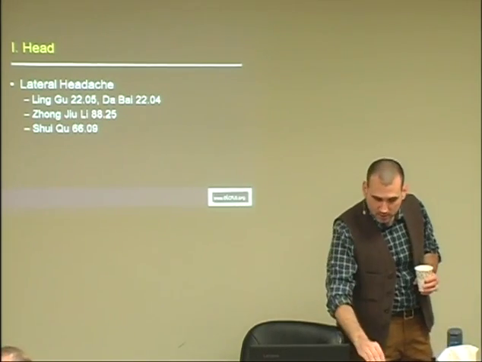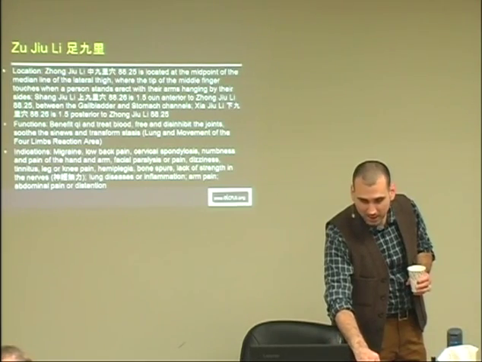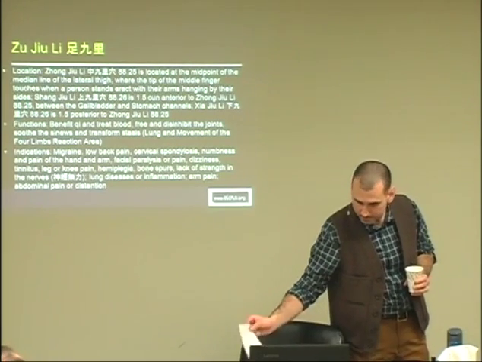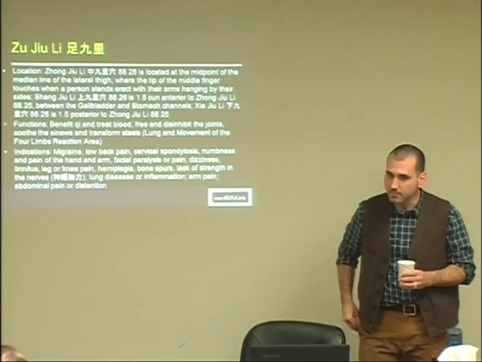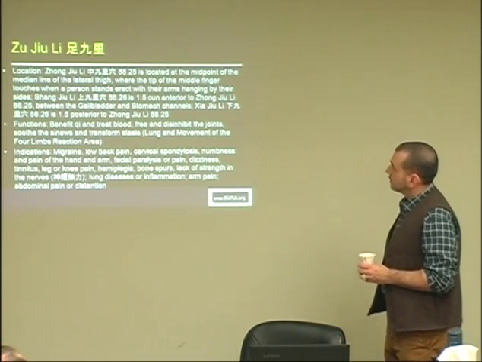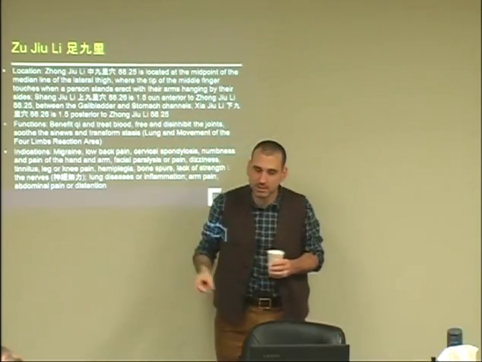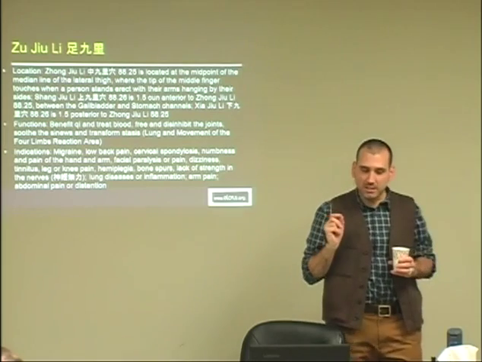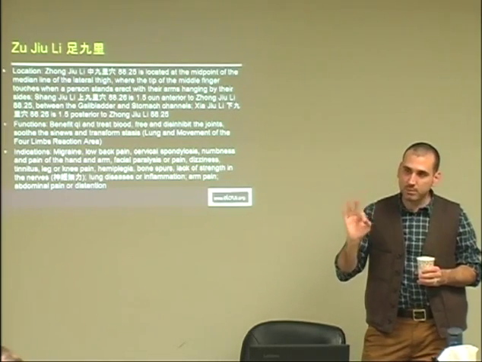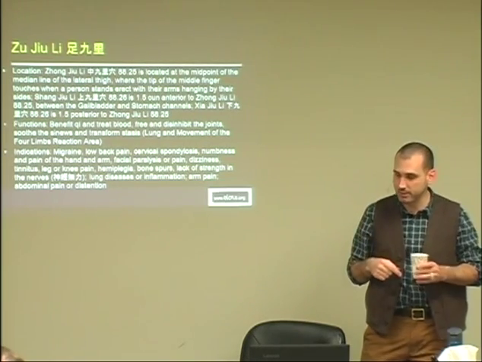Let's look at these 2 points. Zhongzhou means leg 9 miles. This is a Dao Ma group. The Dao Ma group itself is comprised of 3 points: middle 9 miles, upper 9 miles, and lower 9 miles.